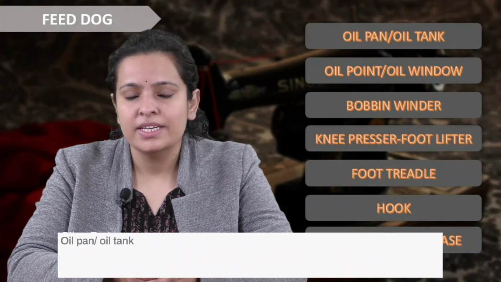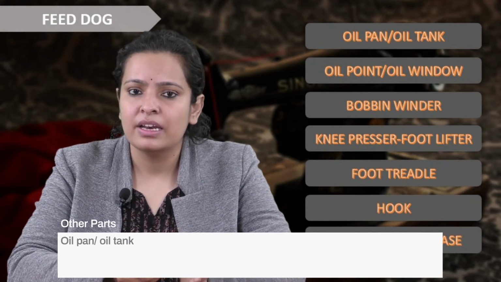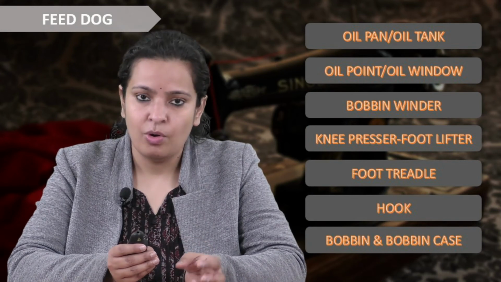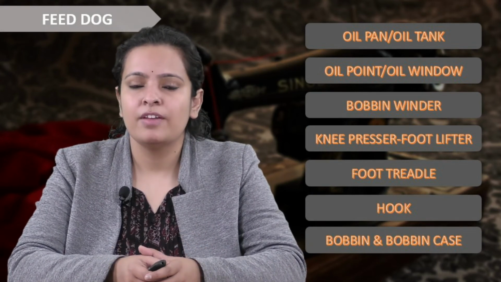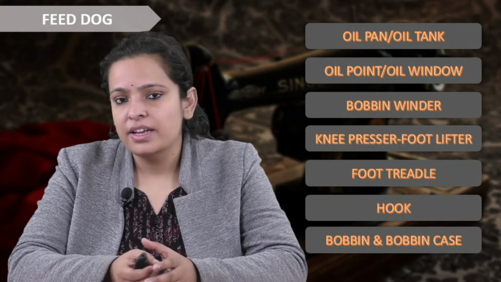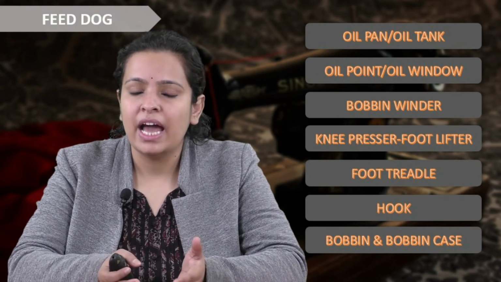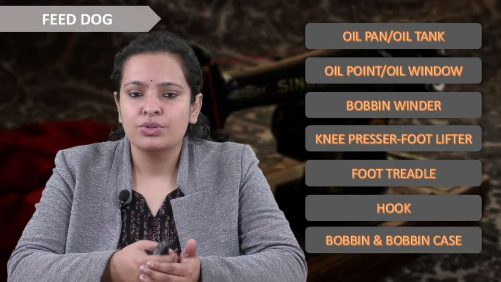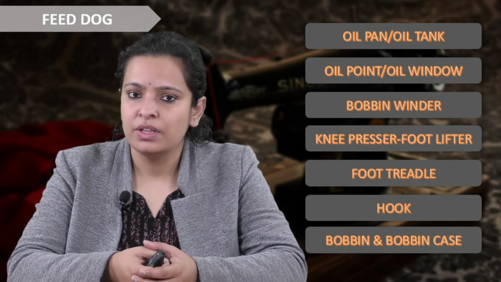Apart from these main parts, we have some other parts which are very important to understand. We have the oil pan or oil tank. In our domestic sewing machines we have the oil point or oil window where we put the oil for smooth operation of the machine. On industrial machines, we have the oil tank below the bed of the machine where the oil is kept to give smooth operation of the machine.